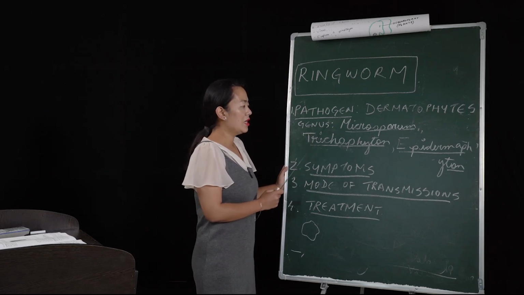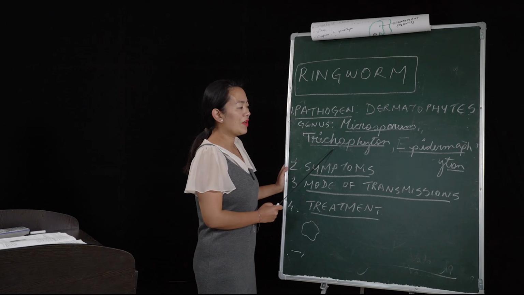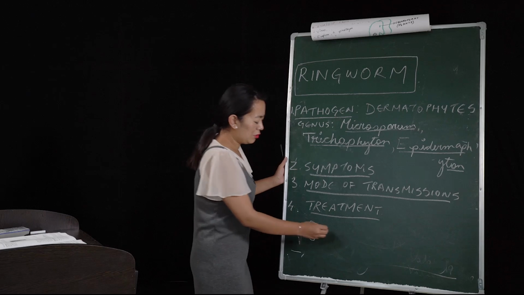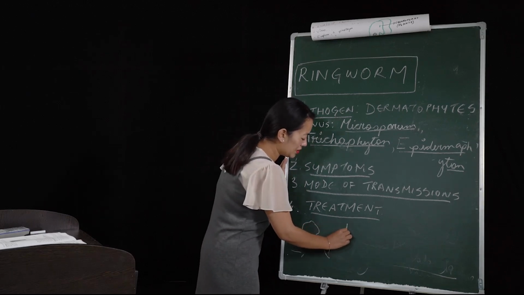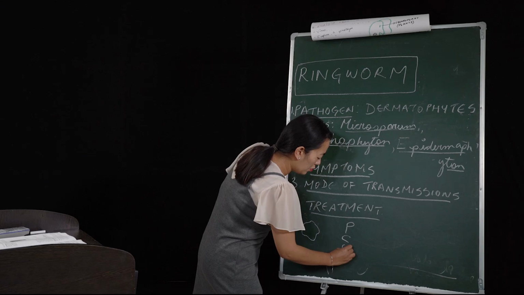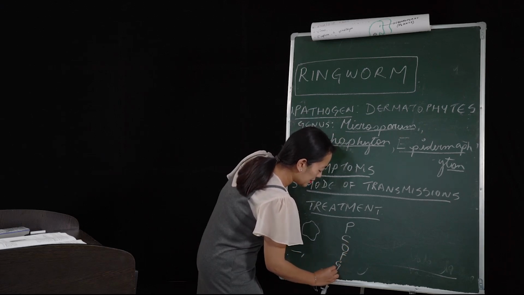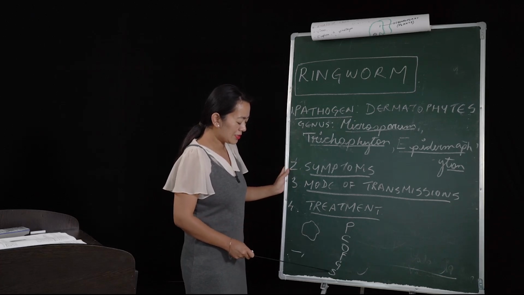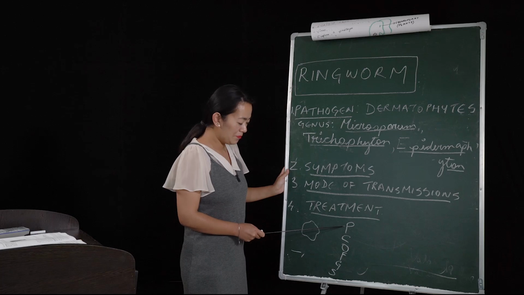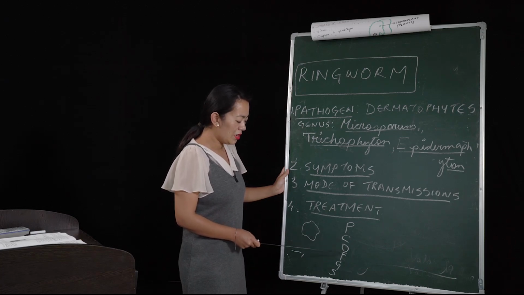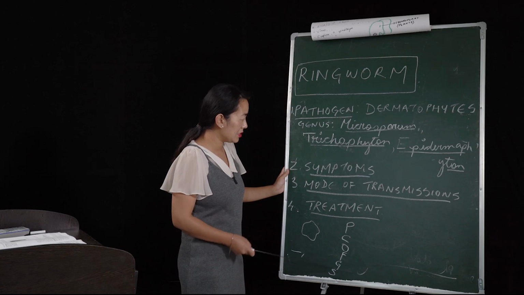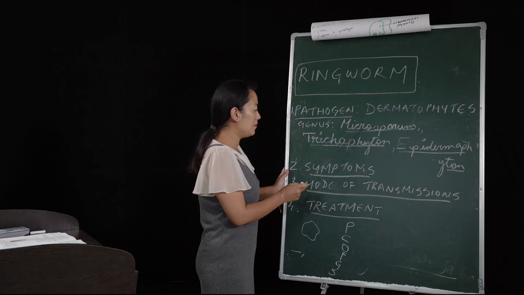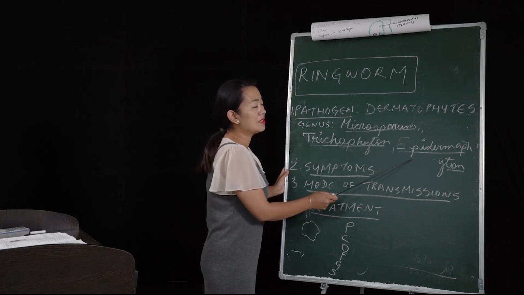You know what a genus is, right? Microsporum, Trichophyton and Epidermophyton. What are genus? Basically you know that the kingdom classification is divided into PCOFGS. You should memorize this abbreviation, okay? PCOFGS, in which the first one is phylum, second one is class, order, family, genus and species. That means the genera for these pathogens are Microsporum, Trichophyton and Epidermophyton.